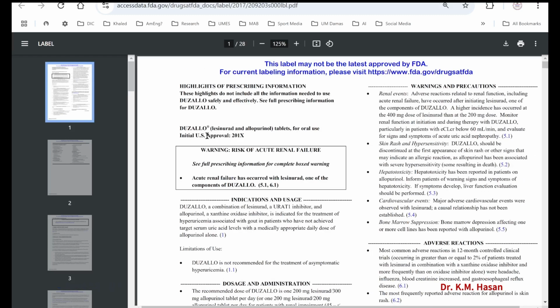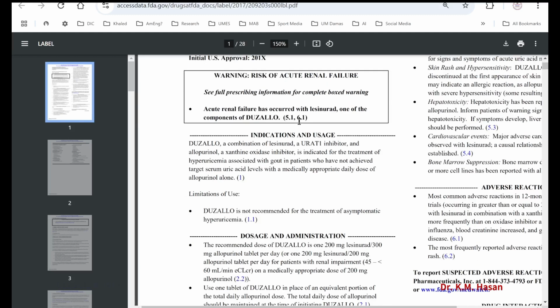This is the Duzallo information. You can see Duzallo, lesinurad and allopurinol tablet for oral use, and we have a warning for that. Indication: Duzallo is a combination of lesinurad, a URAT1 inhibitor, and allopurinol, a xanthine oxidase inhibitor, indicated for treatment of hyperuricemia associated with gout in patients who have not achieved the target uric acid level on a daily dose of allopurinol. So you prescribe allopurinol, but there is not enough response. We add this combination treatment, Duzallo.